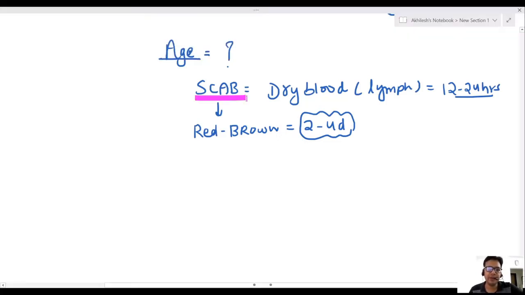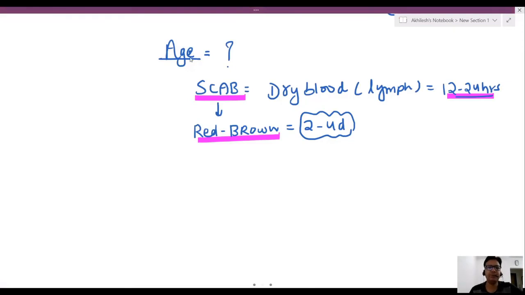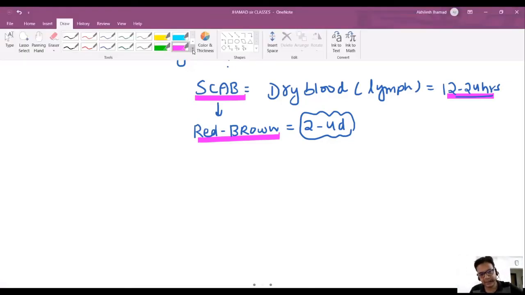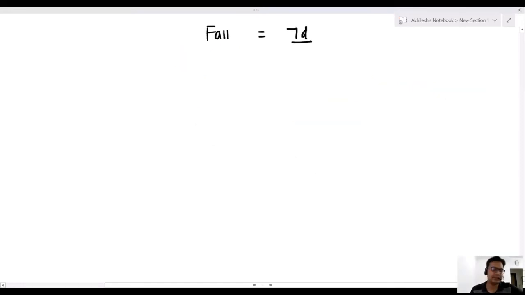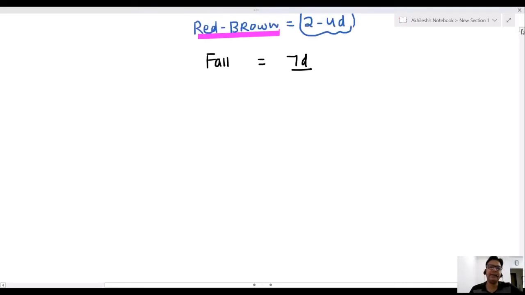So scab forms in 12 to 24 hours. This scab becomes red brown in 2 to 4 days. And also this is a very, very important MCQ: scab falls in 7 days.